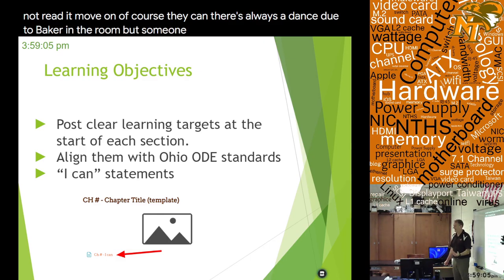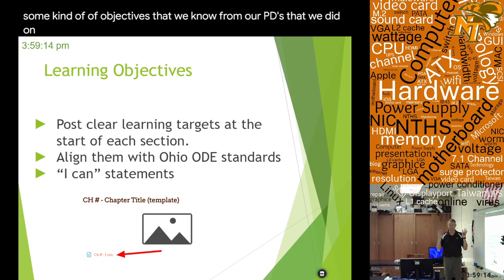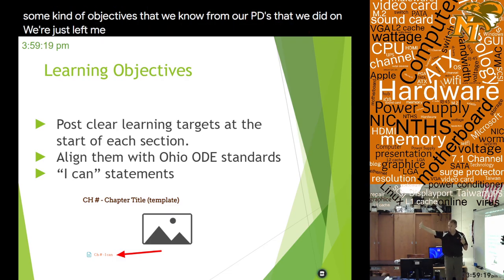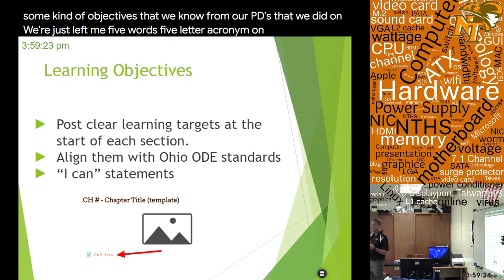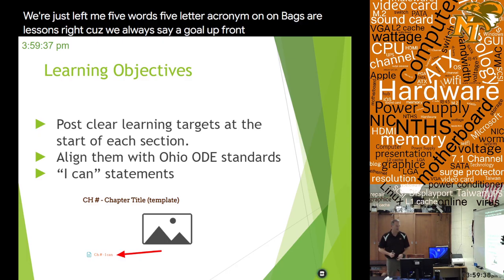But somewhere you should have some kind of objectives that we know from our PDs that we did on Word Just Left Me. 5 words, 5-letter acronym on what? I don't know. The one they did for like 7.5. But we could add more lessons, right? There's like always a goal up front. I couldn't think of it.